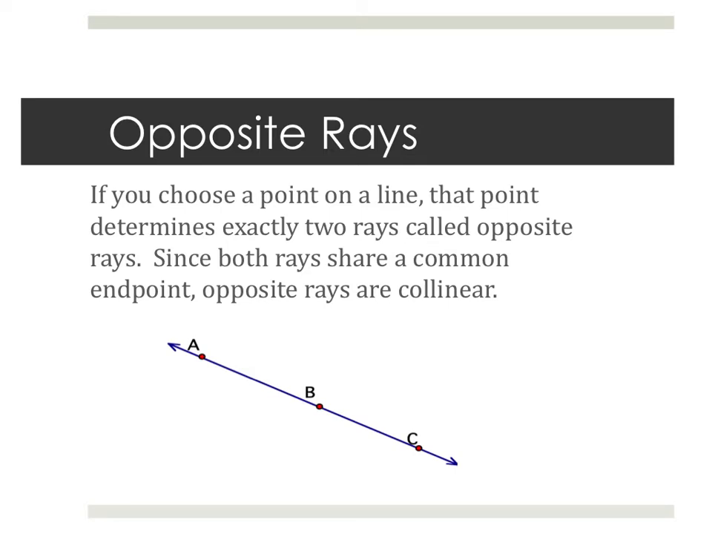Opposite rays means if I had a line here and I was to choose a point on it, so that point, if I chose B as my point, that point determines exactly two rays that are called opposite rays. Since both rays share a common endpoint, they are always going to be collinear. They're going to lie on the same line. So in our picture here, BA and BC are opposite rays. And if you put them together, they're going to be a line. They always are collinear.